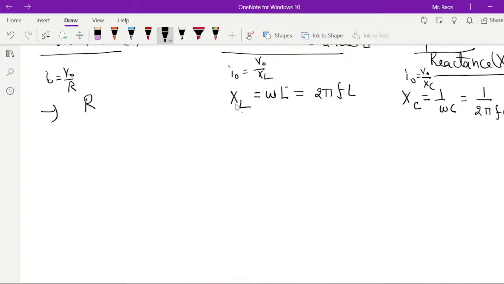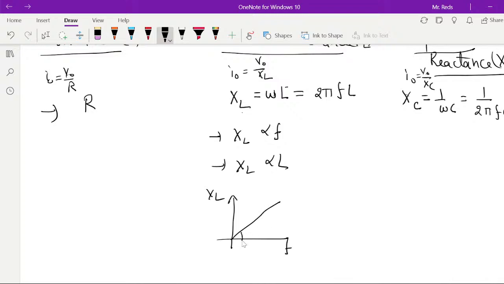If angular velocity is given, and if you are asked how it is varying, you can say it is varying linearly with this. But in terms of linear frequency, as omega is equal to 2 pi f, you can also say XL is directly proportional to linear frequency, and XL is directly proportional to inductance. So we can study the relation between inductive reactance and frequency and inductance with the help of graphs. Here, if you observe the graphical representation of XL and frequency, they are directly proportional, meaning you will get a linear relation.